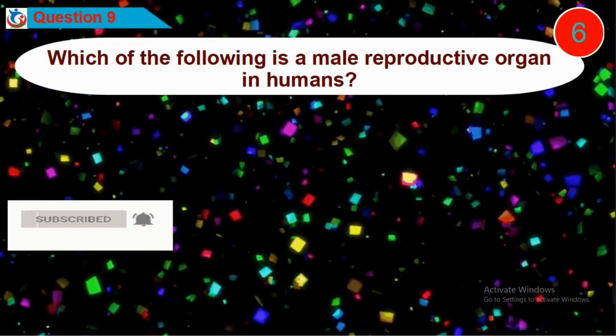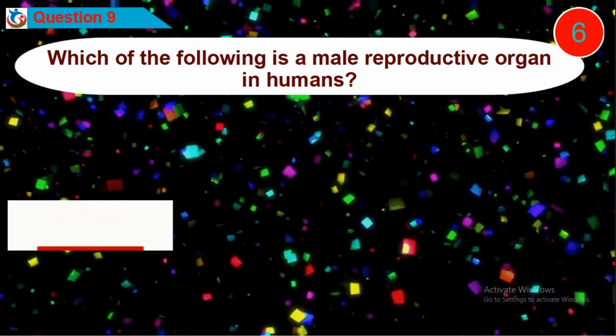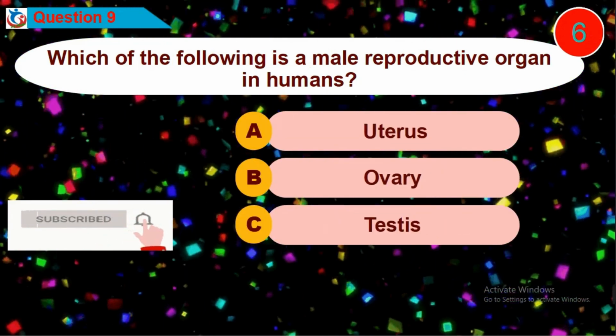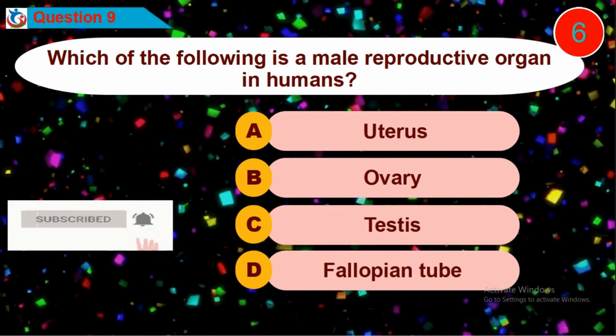Question 9. Which of the following is a male reproductive organ in humans? Is it option A, B, C, or D?